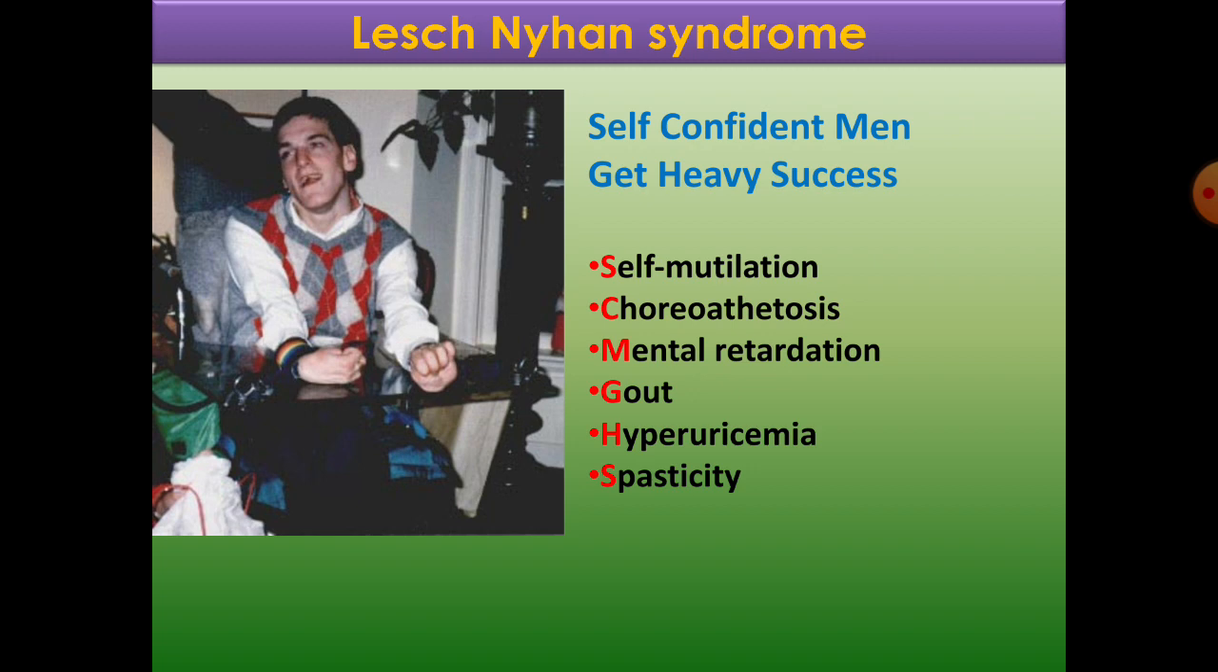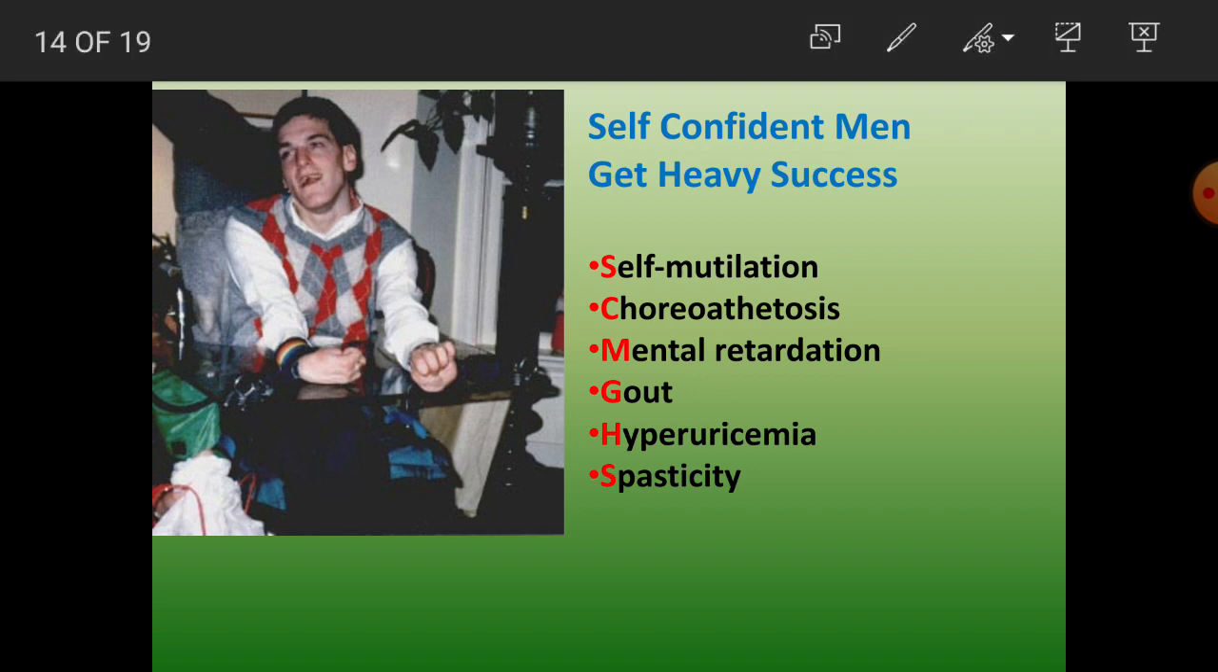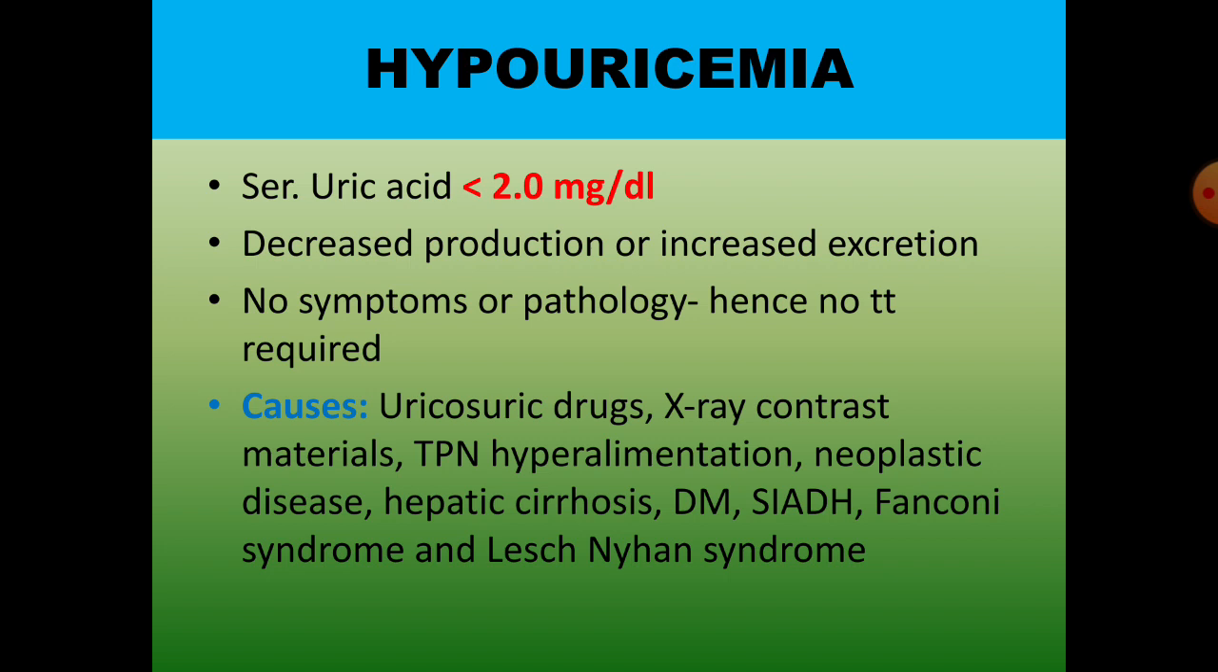So there is a beautiful mnemonic for this: self-confident men get heavy success. Self-mutilation, choreoathetosis, mental retardation, gout, and hyperuricemia, spasticity. Taking the initials of this mnemonic, you can remember this: self-mutilation, choreoathetosis, mental retardation, gout, hyperuricemia, spasticity. These patients fail to thrive beyond a certain age. So, that is about Lesch-Nyhan syndrome.